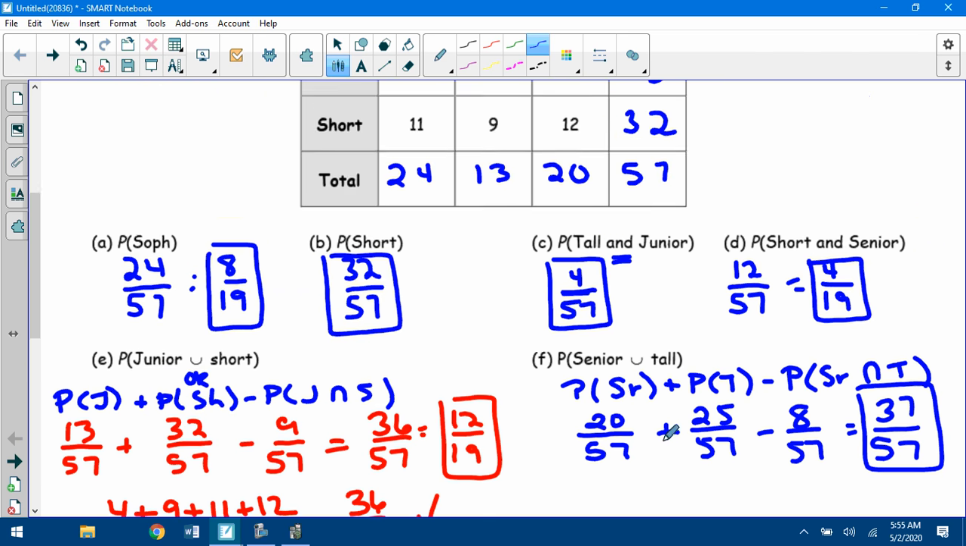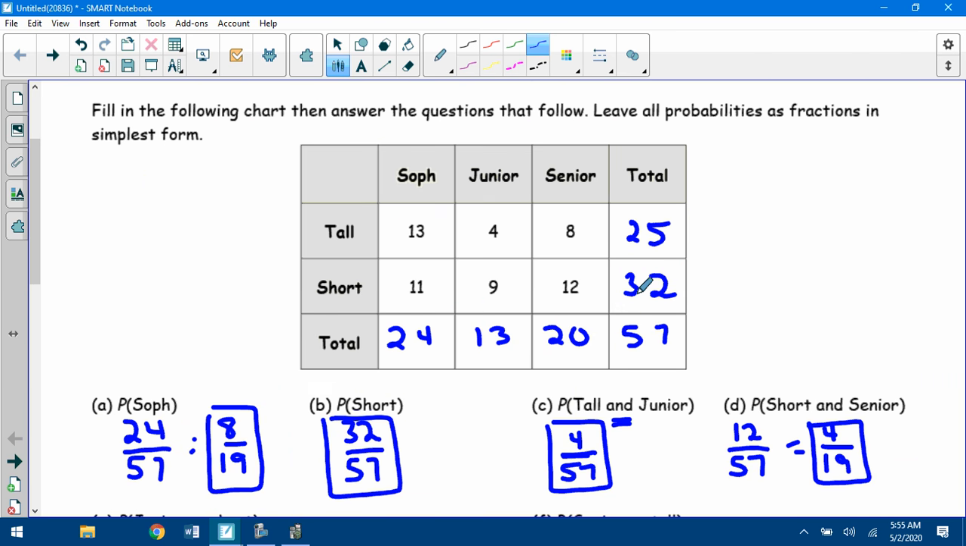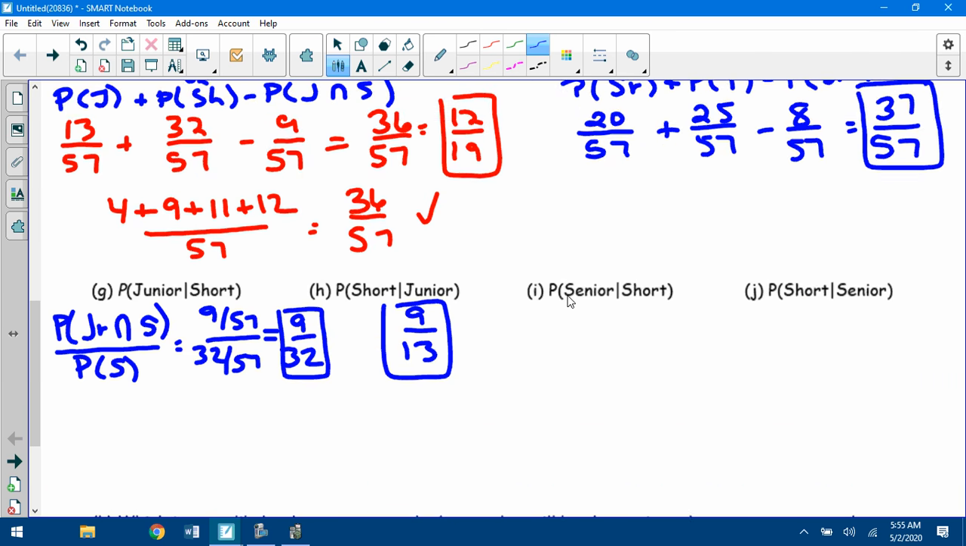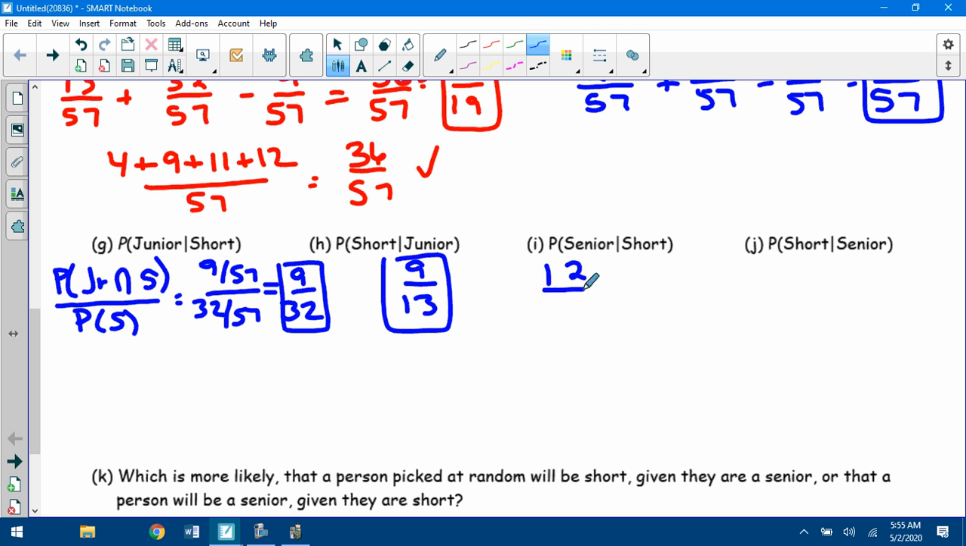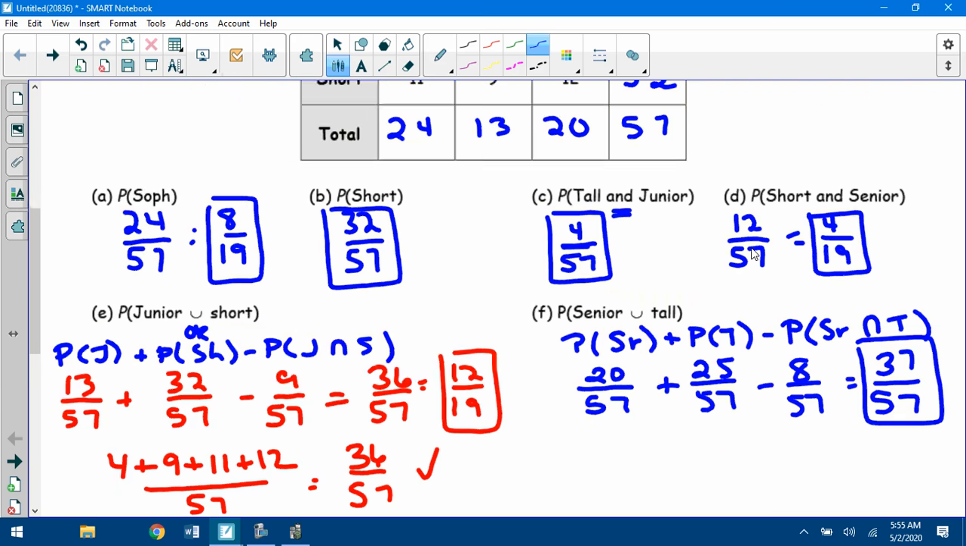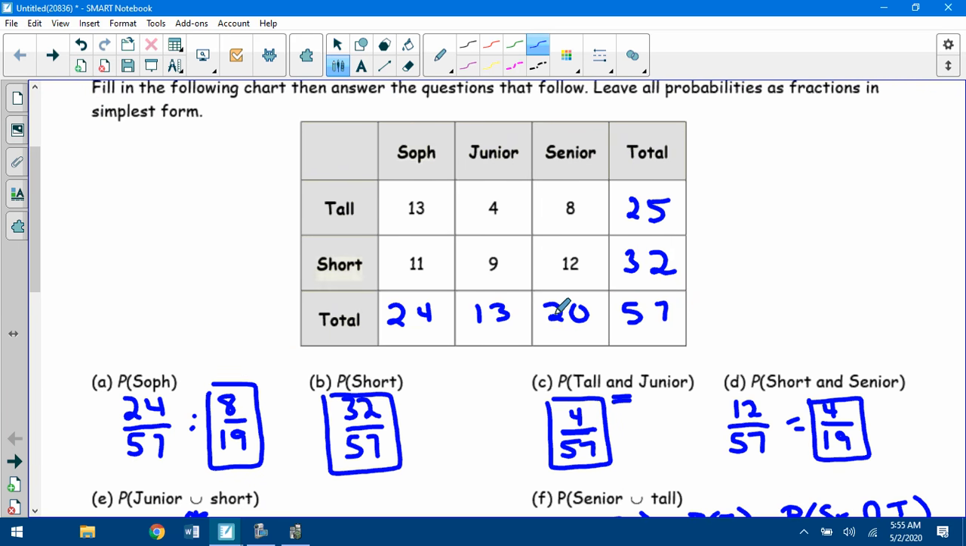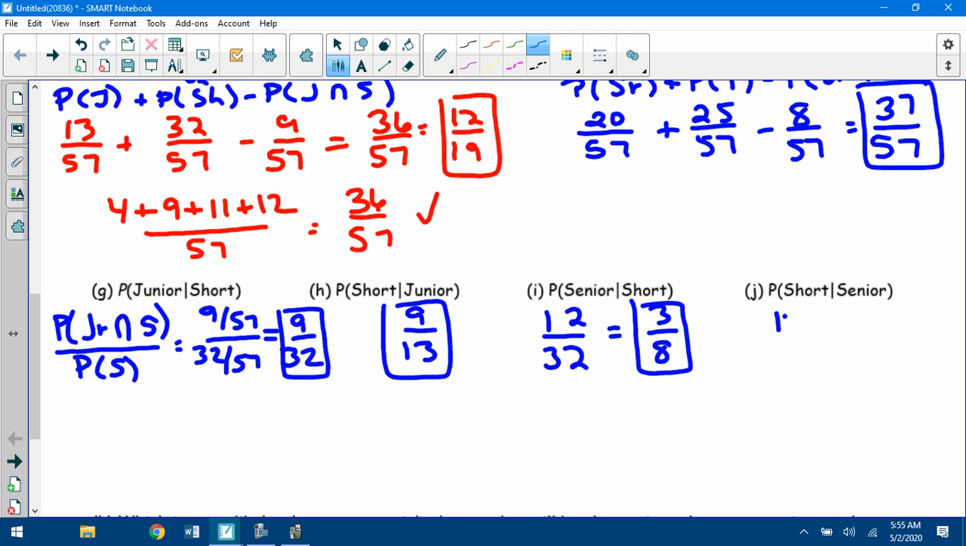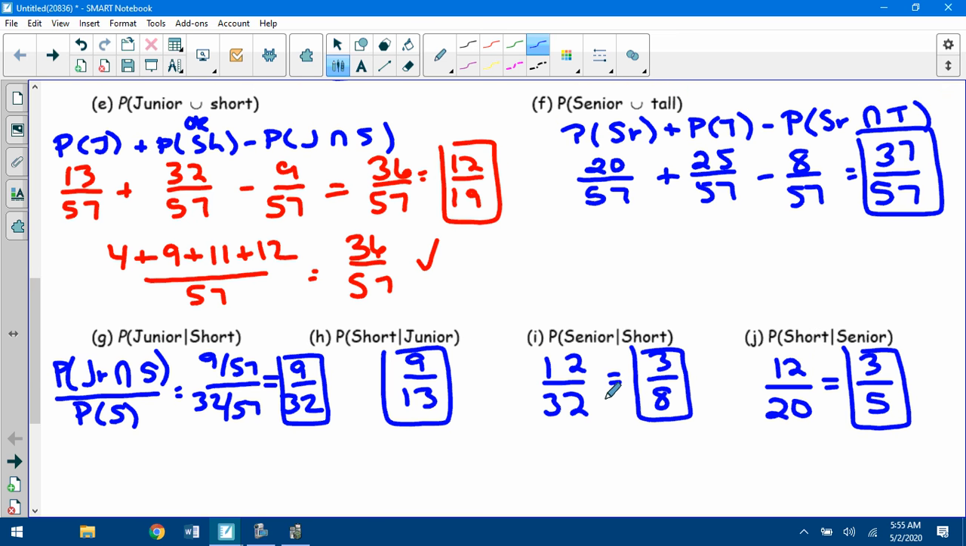Senior given short. So now it's out of the short people. So out of the 32 short people, the number who are senior is 12. So that's 12 out of 32. And that should reduce because the 4 goes into both of them. It'd be 3 out of 8. And finally, short given senior. So out of the seniors, out of those 20, the number who are short is 12. 12 out of 20. Again, a 4 goes into both of those, so 3 out of 5. Okay, so if you're smart with the table, you can avoid the formulas and save a little bit of work.